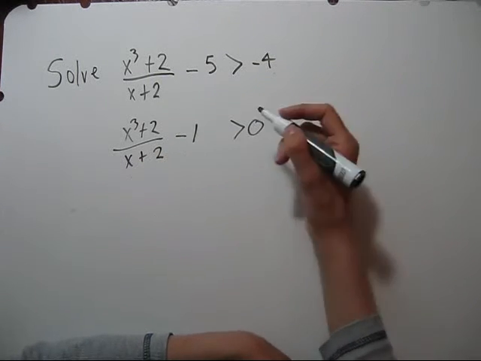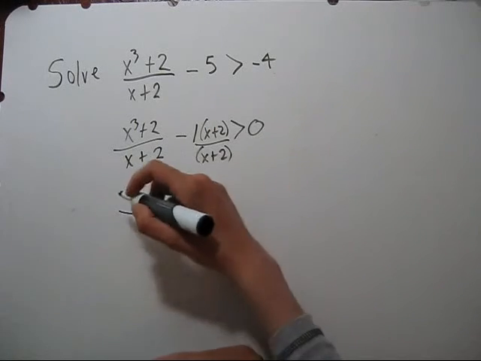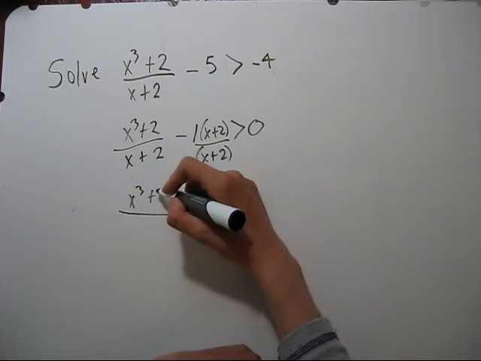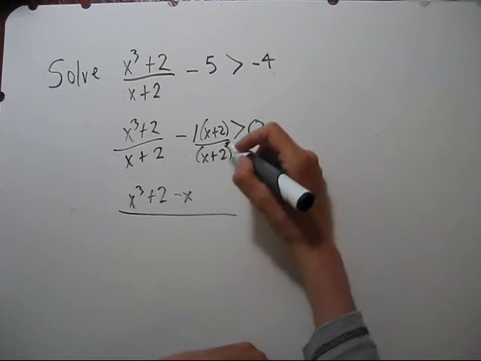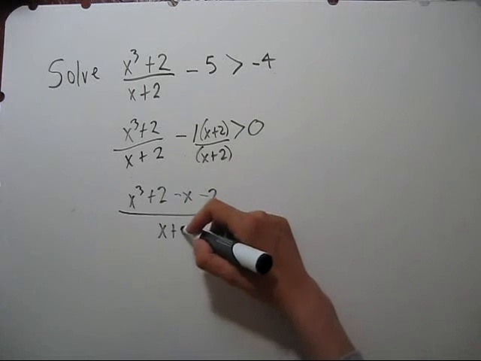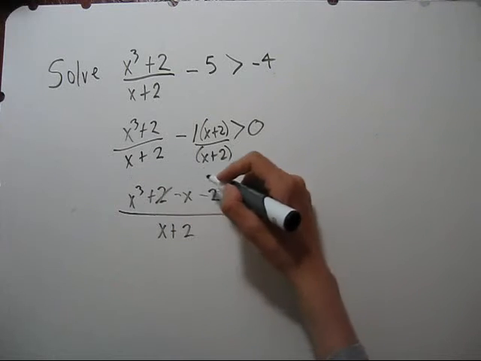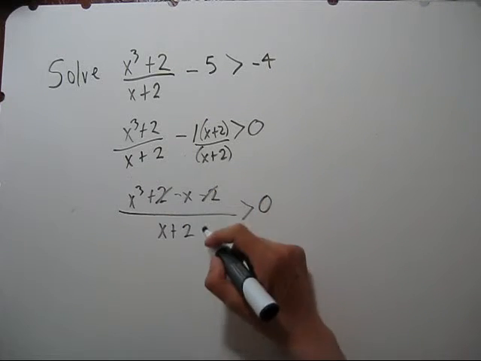What we'll do is get a common denominator, x plus 2. So we'll have x cubed plus 2 minus x, distribute, get minus 2 over x plus 2. Now let's factor. The 2 and the negative 2 go away. We have x cubed minus x.